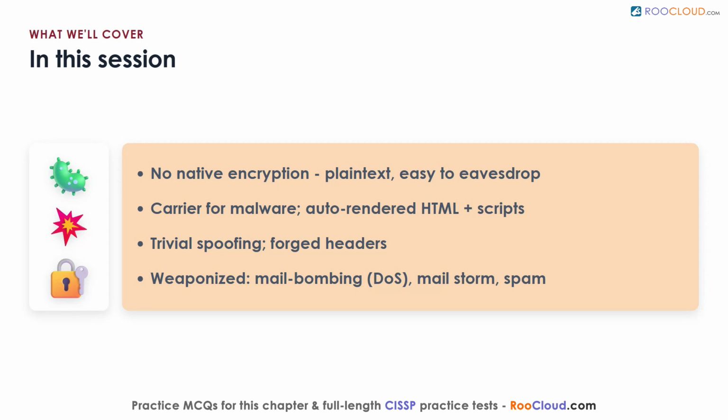Flood one inbox or server and you get a denial of service, sometimes called mail bombing. A related mess is the mail storm, where a careless reply-all cascade, amplified by autoresponders, buries everyone. Unwanted bulk mail, spam, wastes resources and is hard to stop because its source is usually forged. Picture a mail slot that anyone can stuff with fake letters, hidden explosives, or endless junk.